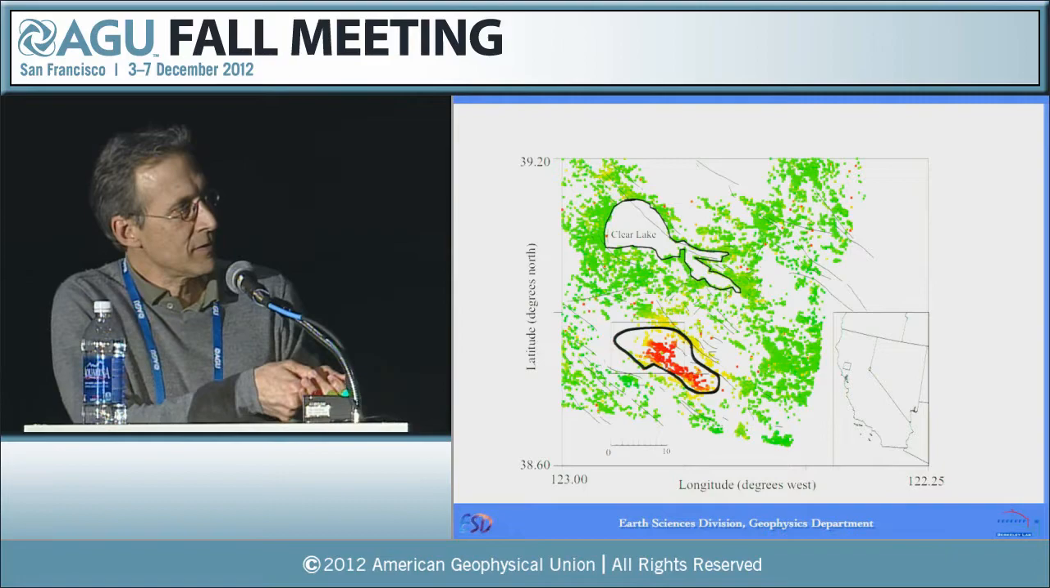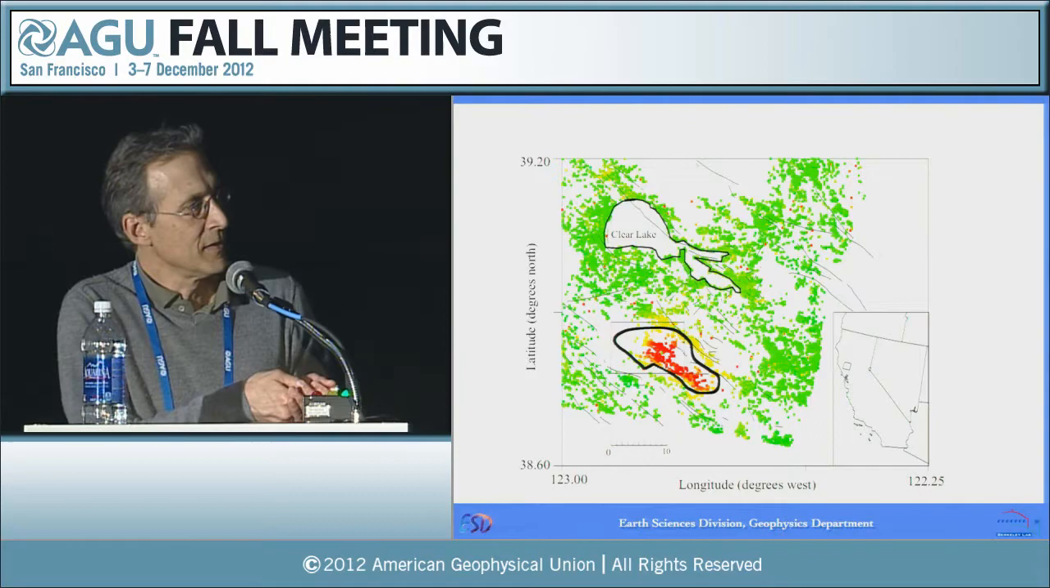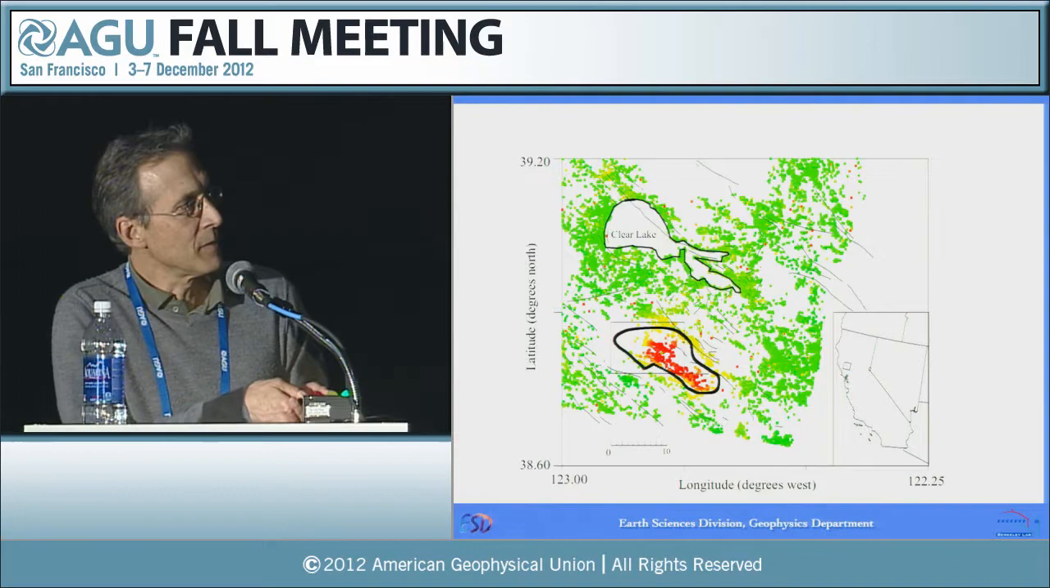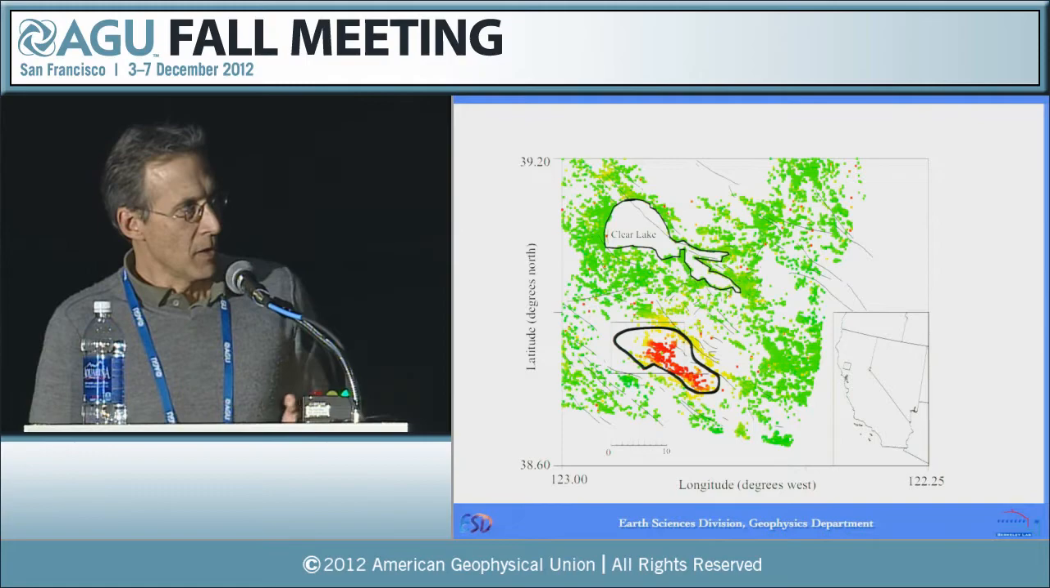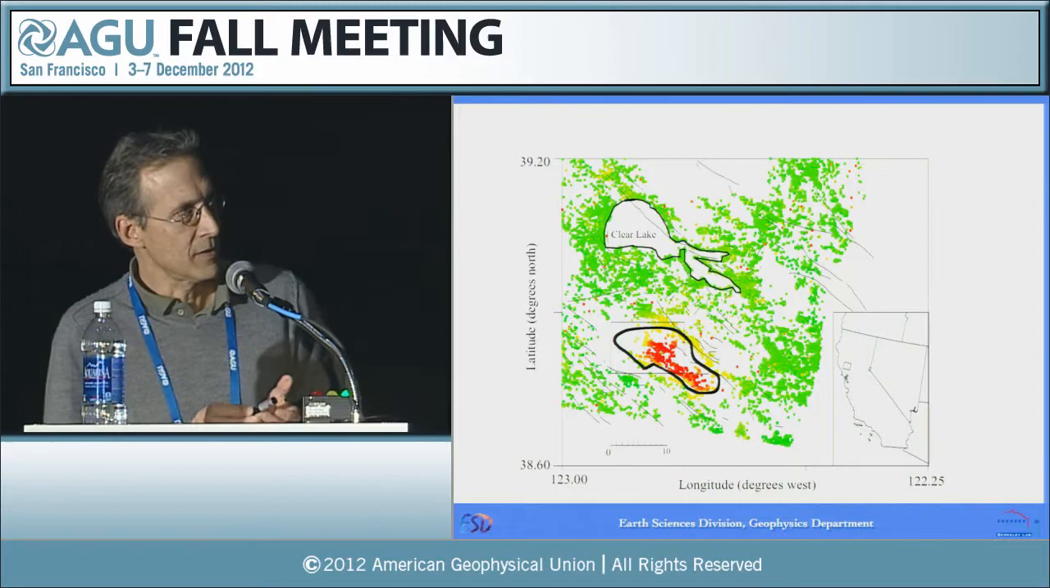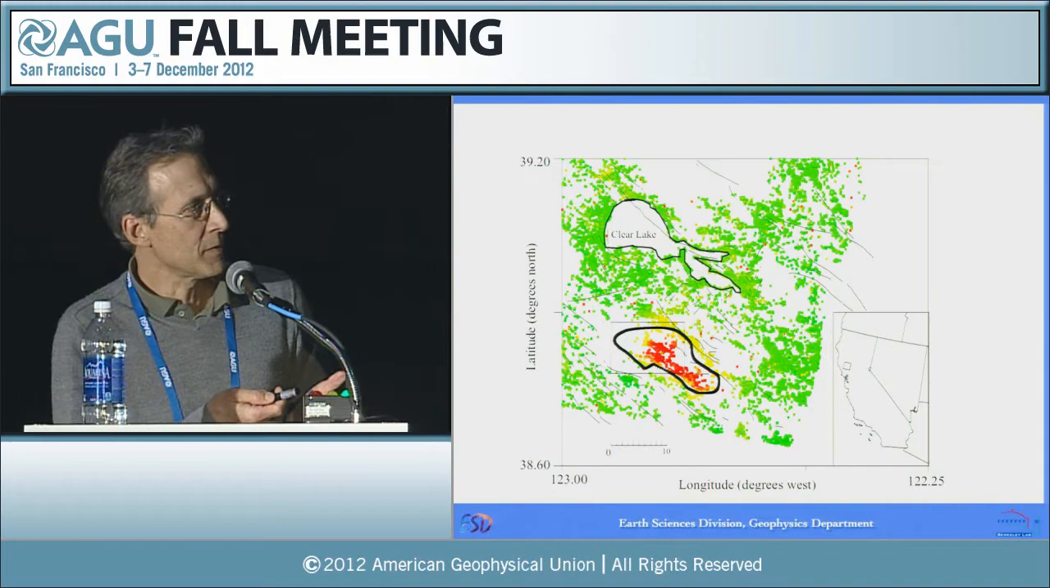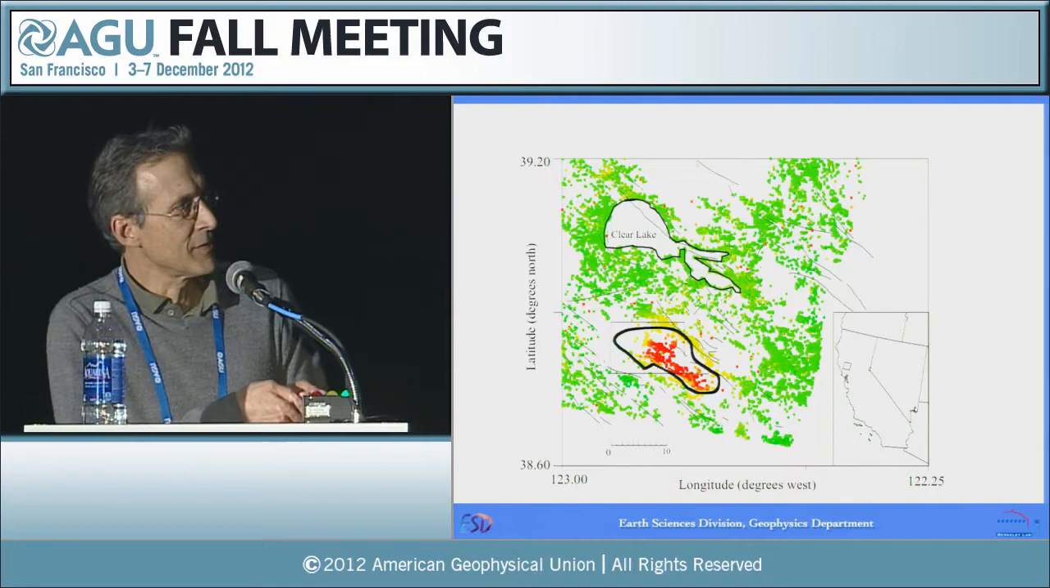So in the Geysers, you can see an increase in range due to the subsidence of the Earth. The peak subsidence here is 20 centimeters. And so you can see within the Geysers itself, there's quite a bit of subsidence. And this is over the time period 1992 to 1999. So it's a 7-year period. And then the rest of the region around the Geysers, there's not much change. This is essentially zero.